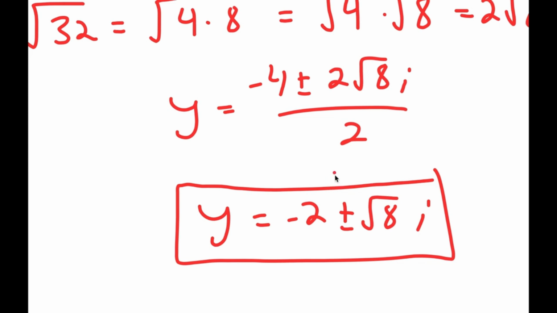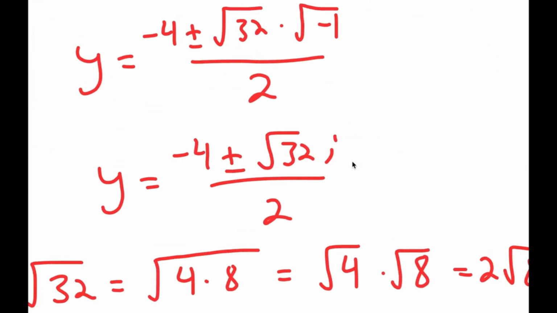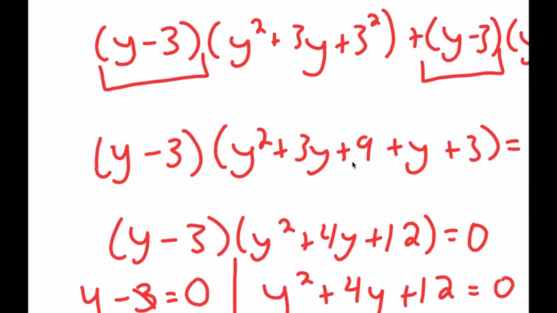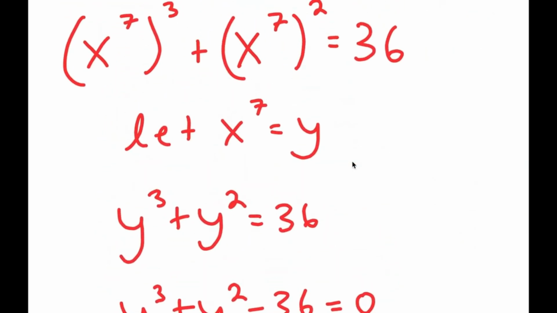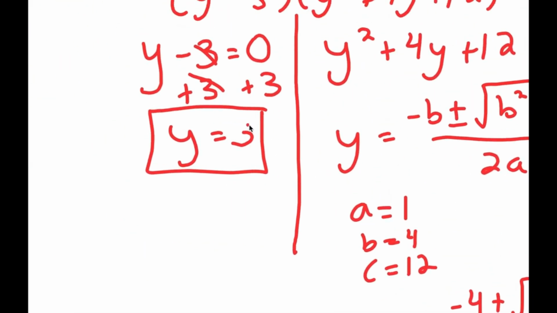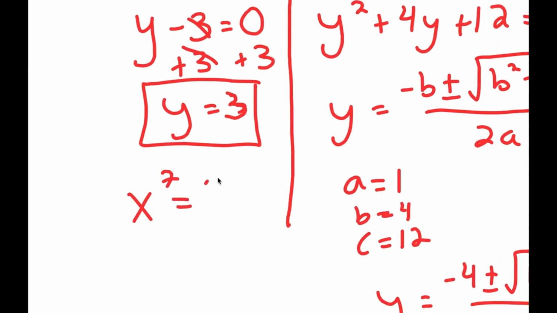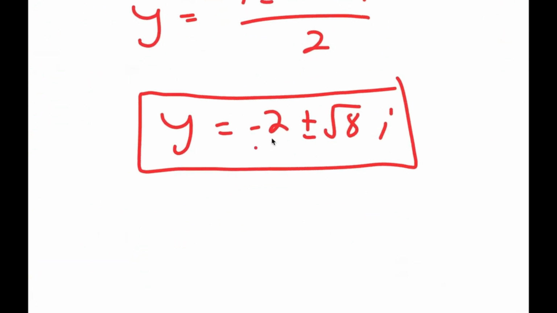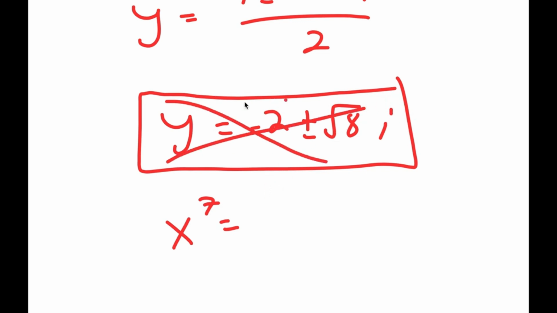However, we're not done yet, because remember back here, we let x to the power of 7 equal to y. So if x to the power of 7 is equal to y, then I get x to the power of 7 is equal to 3. And I also get x to the power of 7 is equal to this. However, you can't take the power of a number and make it equal to an imaginary number. So we cannot use these two values of y.